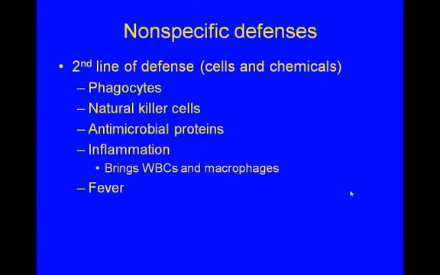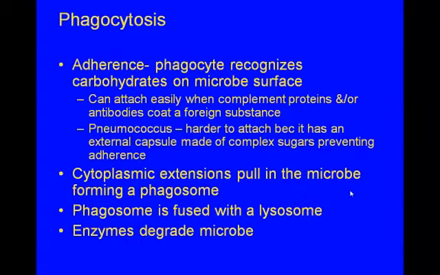Now, your second line of defense, still nonspecific, are cells and chemicals. We'll be talking about phagocytes, natural killer cells, antimicrobial proteins, and inflammation, which will be bringing white blood cells and macrophages to our defense, and then fever. So let's start with phagocytosis.